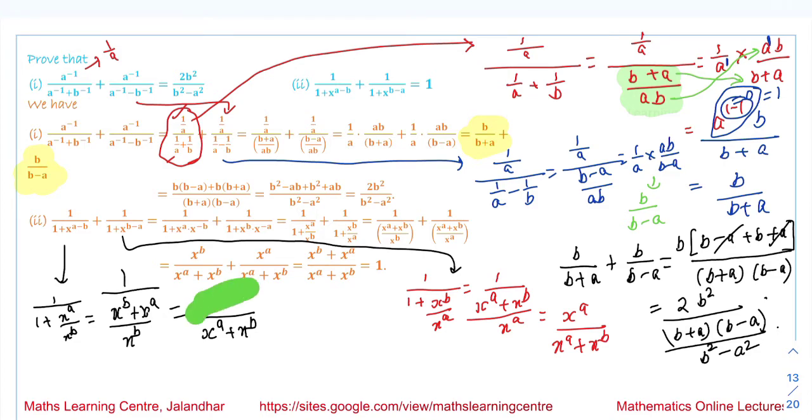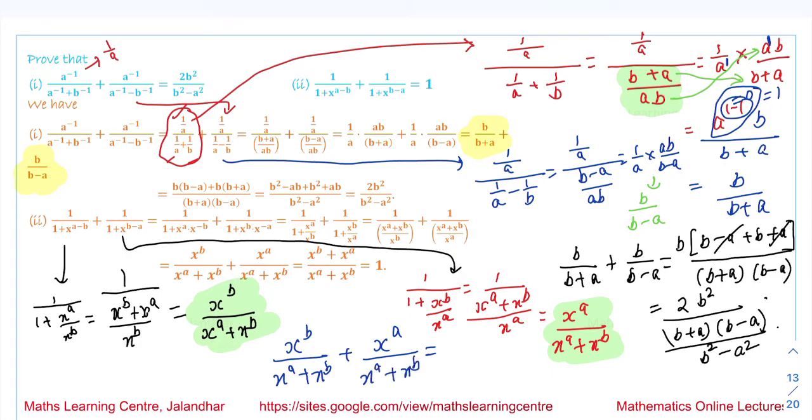So now we have one term like this, and the second term like this. When you add these two terms, you have x raised to the power b over x raised to the power a plus x raised to the power b, plus x raised to the power a over x raised to the power a plus x raised to the power b. The denominator is the same in both these. So the answer is x raised to the power a plus x raised to the power b over x raised to the power a plus x raised to the power b. So the final answer is 1.